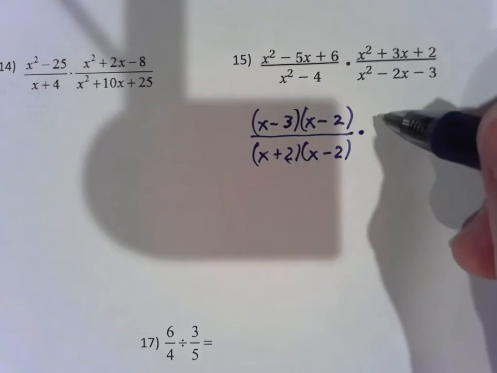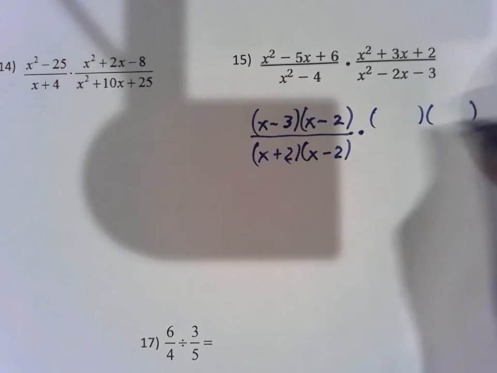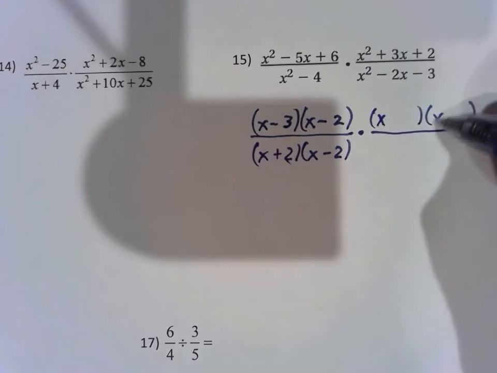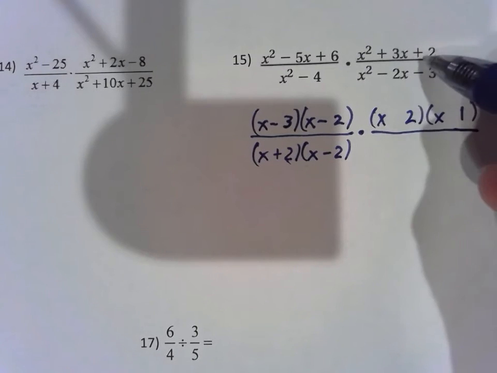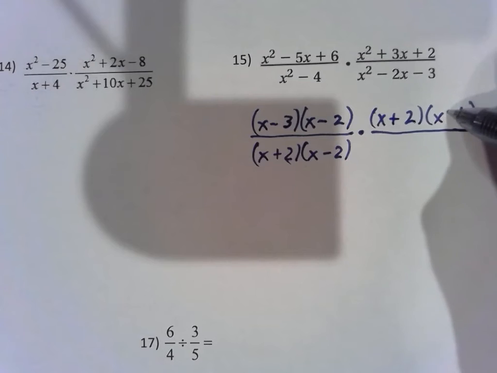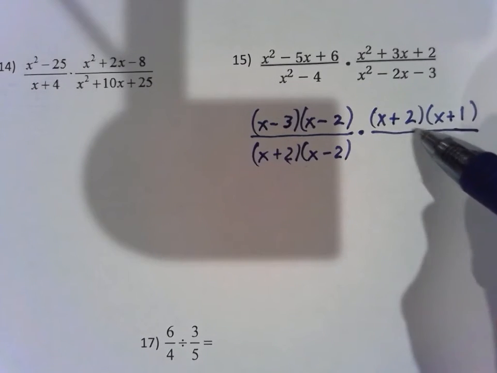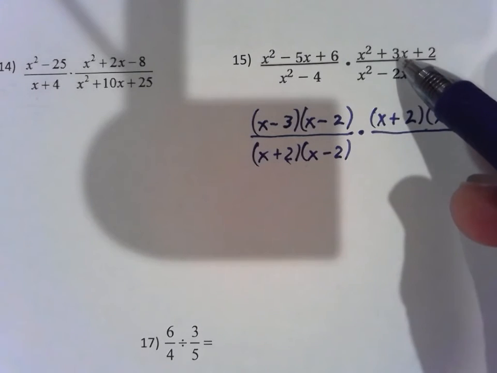The second fraction, no common factors. So x squared comes from x times x. 2 has to be 2 times 1. Everything's addition, so I keep the addition. X times 1 is 1x. 2 times x is 2x. 1x plus 2x is 3x, the middle term.